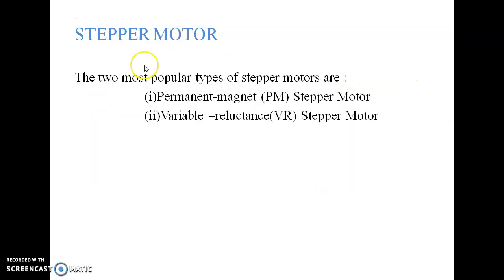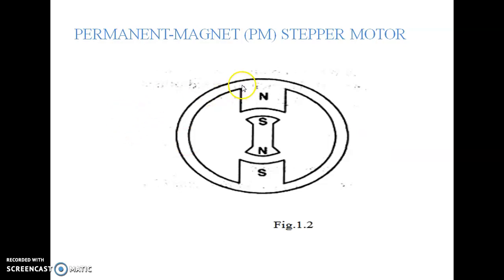Now, the two most popular types of stepper motors are the permanent magnet stepper motor and the variable reluctance stepper motor. The permanent magnet stepper motor is also known as the PM stepper motor, and the variable reluctance stepper motor as the VR stepper motor. This is the permanent magnet or PM stepper motor. See, this is the permanent magnet used here. The stator has two poles, and the rotor also has two poles.